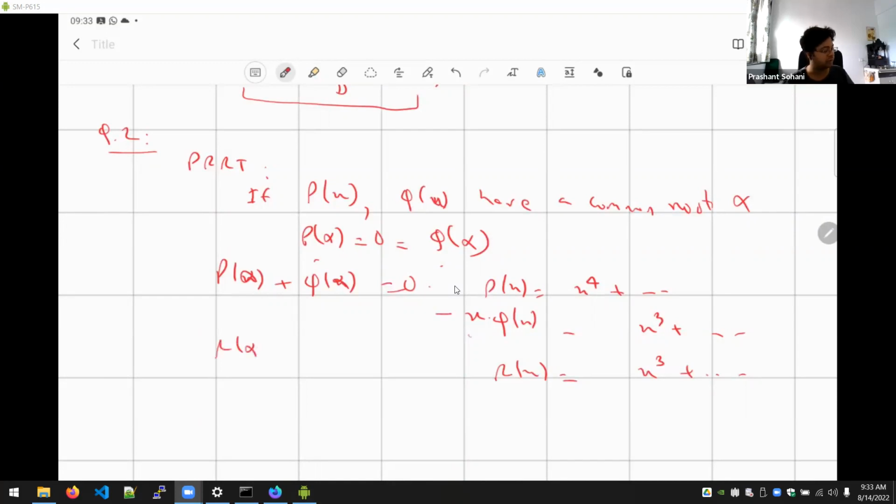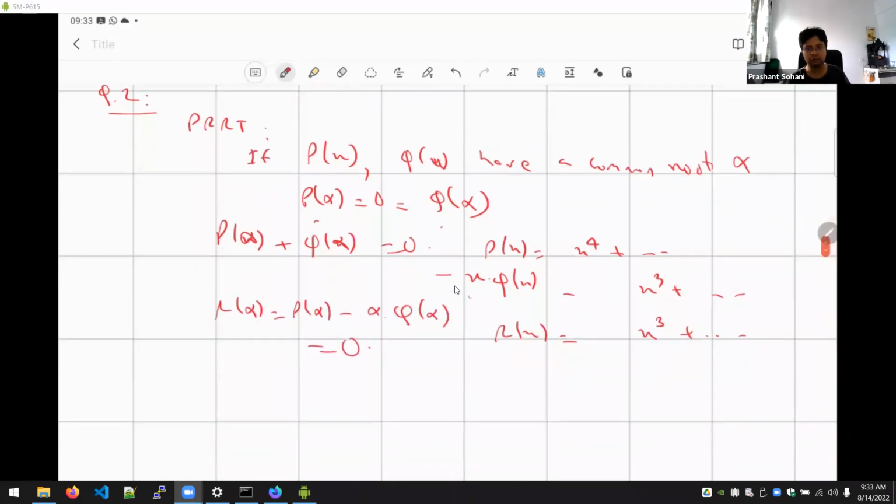Because R of alpha is nothing but P of alpha minus alpha times Q of alpha, which is going to be 0. So there's a whole family of polynomials you can generate starting with a given set of polynomials, and how the roots are related to each other. Now R of x is a cubic. We still don't know how to solve a cubic, but you can now subtract Q of x minus R of x to get S of x, which will be a quadratic. And once you have the quadratic, you can find its roots.